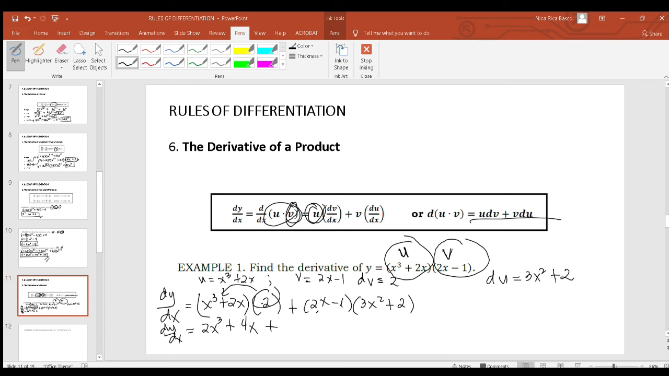Bale, 2x times 3x squared is equals to 6x cubed. And then, yung outer naman natin, 2x times 2 is 4x. Then, yung inner terms, negative 1 times 3x squared is equals to negative 3x squared. And then, yung last term, negative 1 times 2 is negative 2. Okay, medyo mahaba pa yung function natin. I-simplify pa natin lalo.